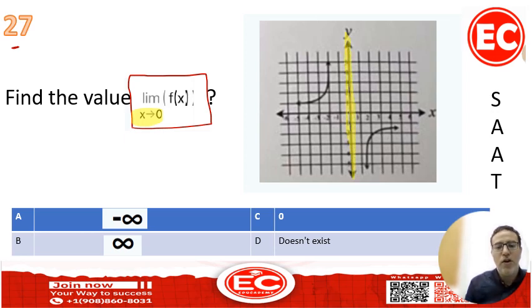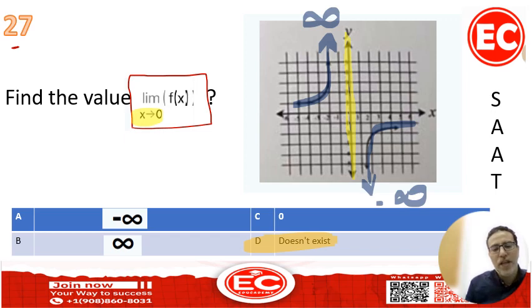And then you look from the left. From the left, the curve is going up. But from the right, the curve is going down. This one goes to negative infinity and this one goes up to infinity. So it's not the same value. So the answer is that the limit does not exist.